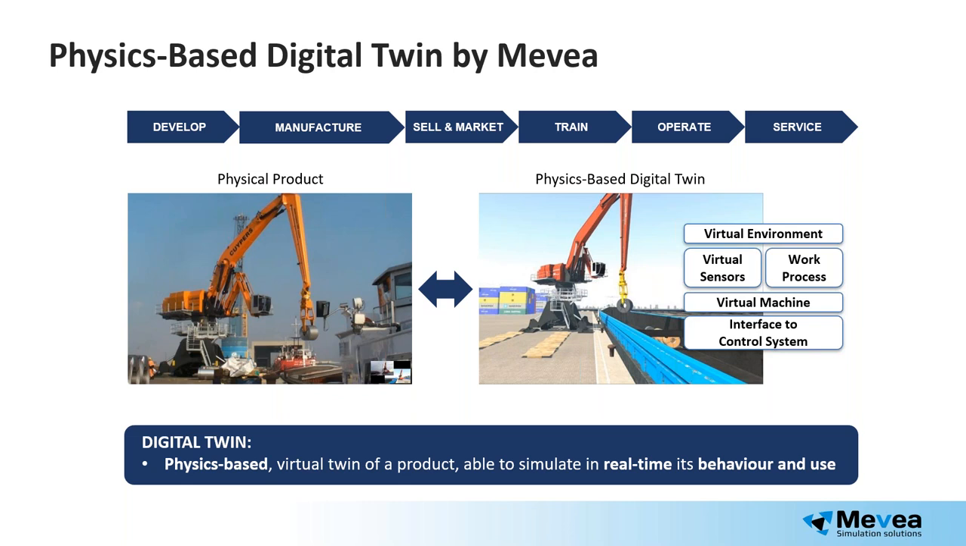The whole ensemble includes a virtual environment where the machine operates, virtual sensors, which help it detect its environment, a work process which it fulfills, and the machine itself, as well as an interface to the machine control system. In other words, the machine is connected to its environment in two ways. The machine works in its environment, and it detects its environment using the virtual sensors.